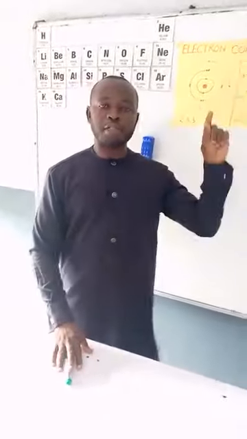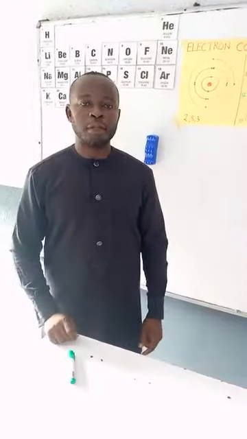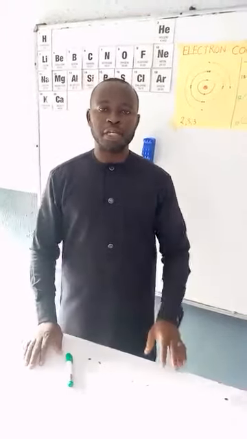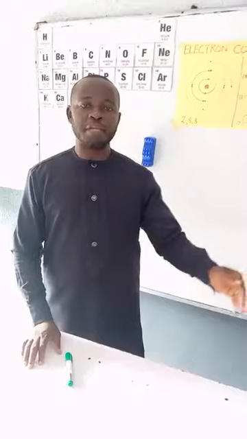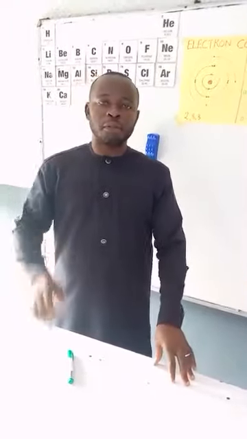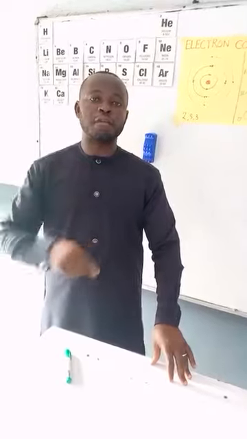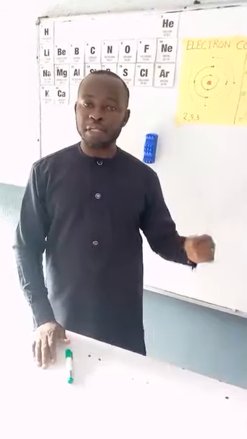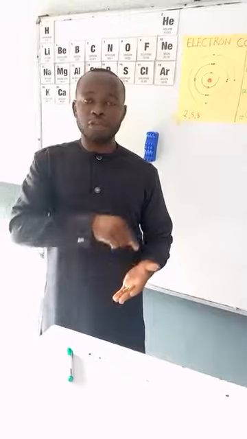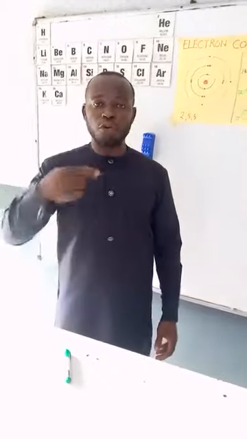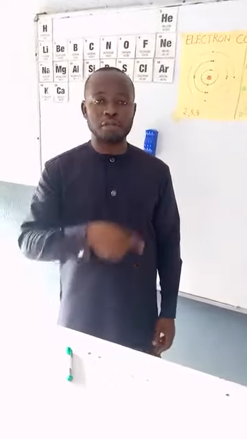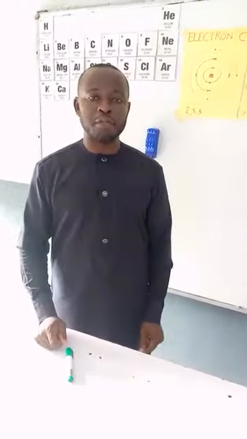Remember, in our last video we mentioned atomic number and we said that the atomic number of an element is the number of protons in the nucleus of an atom of that element. I also explained that that number of protons is also equal to the number of electrons in the shells of an atom of that element.